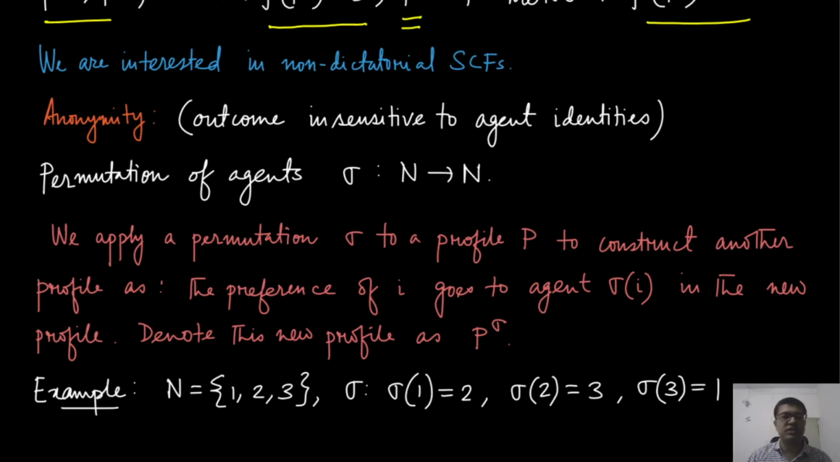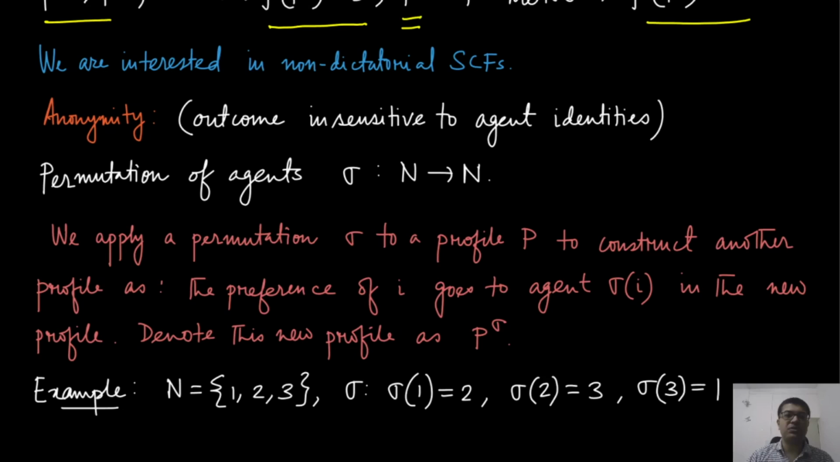Here, of course, the dictatorship will still continue to be strategy proof, but if we restrict such that the social choice function becomes non-dictatorial, then we have already seen there exist some social choice functions which are non-dictatorial. So how can we characterize them? How can we put more properties such that the dictatorial social choice functions are ruled out?